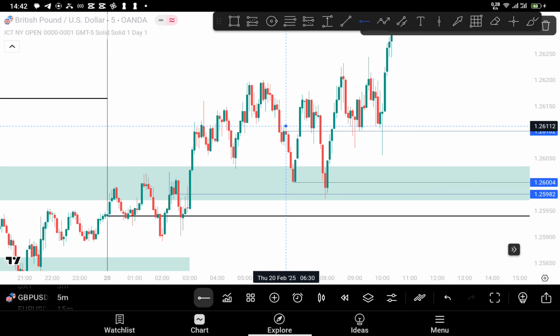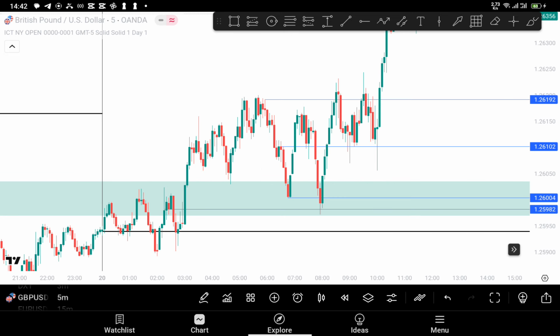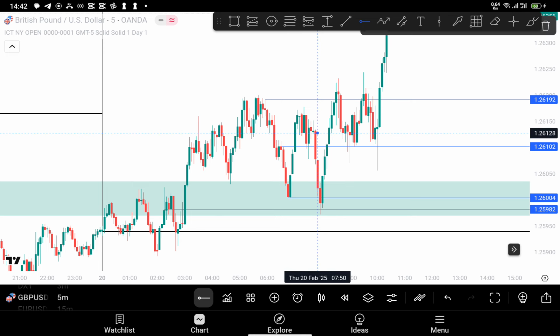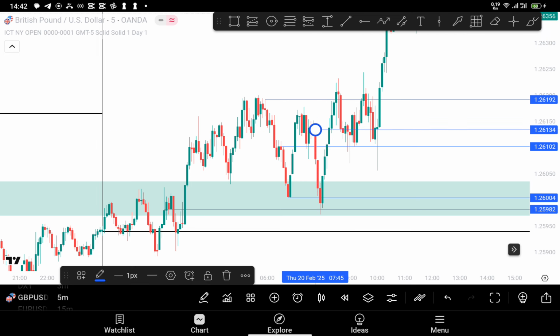So for me this is a CSD, return to the CSD, CRT again here. I was like, now the market is ready to move, but the market came and collected liquidity once more. Okay, and then we had a CSD here once more. Same model.